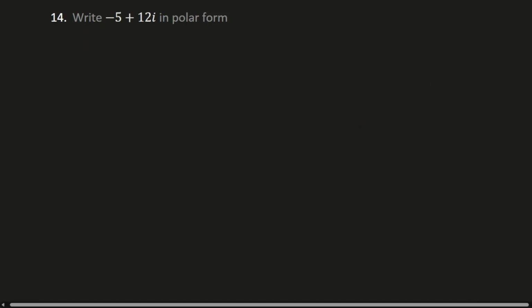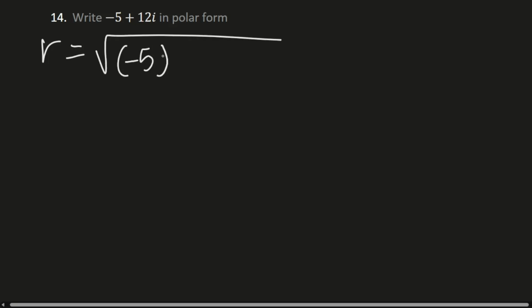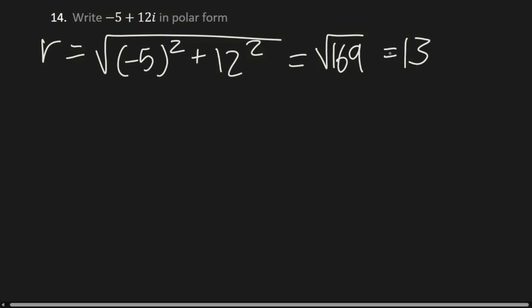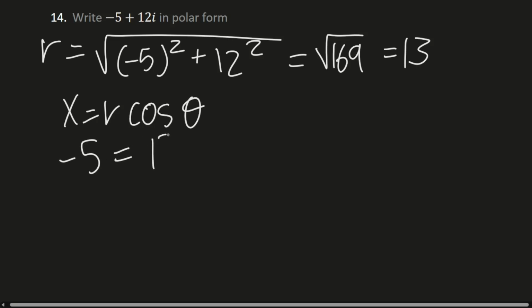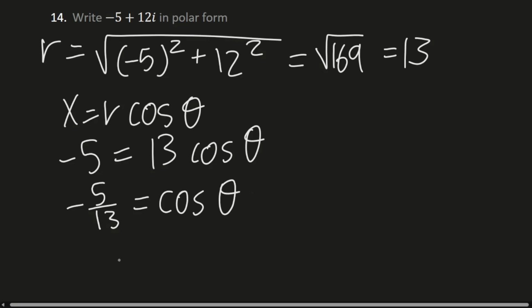Okay, question 14. Let's solve for the modulus. We've got negative 5 squared plus 12 squared, which is going to be equal to square root of 169, which is equal to 13. Let's use x is equal to r cos theta here. Negative 5 is equal to 13 cosine of theta. Negative 5 over 13 is equal to cosine of theta. And this is not a nice number, so I'm going to leave it in terms of inverse cosine here.